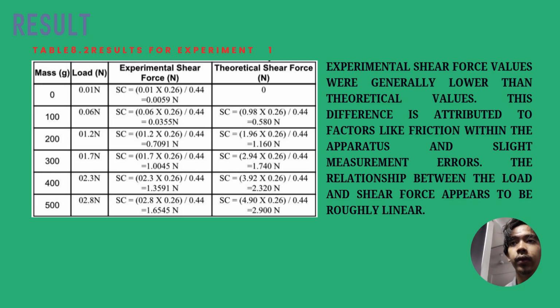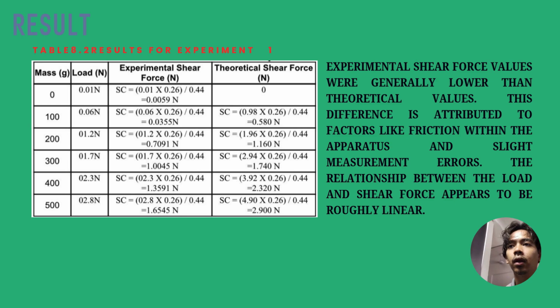When the mass is 400, load 2.3 newton. Experimental shear force 2.3 times 0.26 over 0.44 equals 1.3591 newton. For the theoretical shear force, 3.92 times 0.26 over 0.44 equals 2.320 newton.